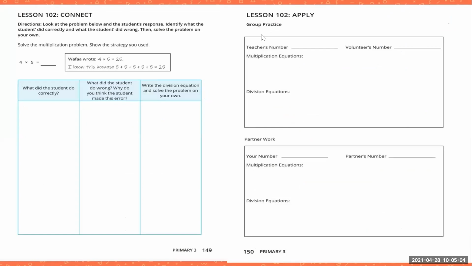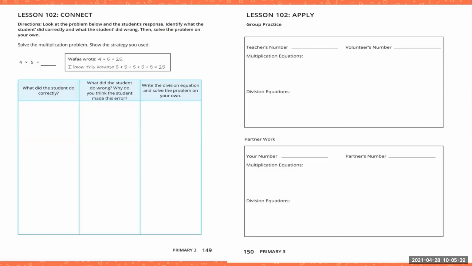Let's start the new lesson, 102. Here we have a multiplication problem, and we have a student who solved this problem this way. We want to know if it's correct or not. We have 4 times 5. We don't know the result.